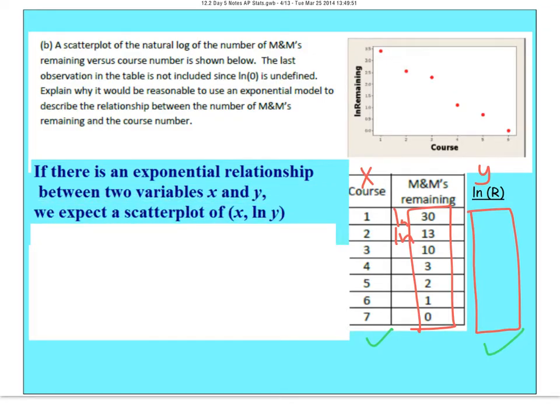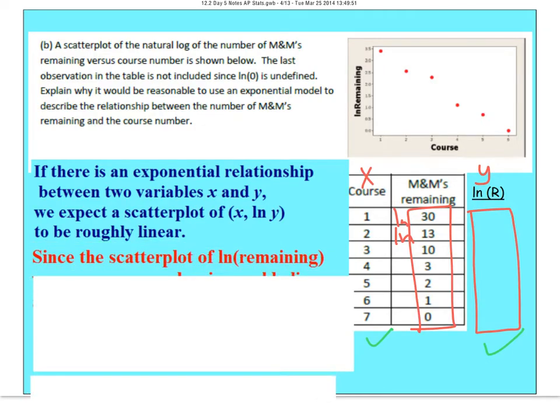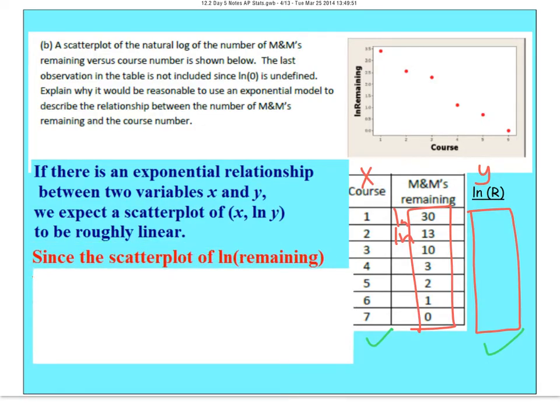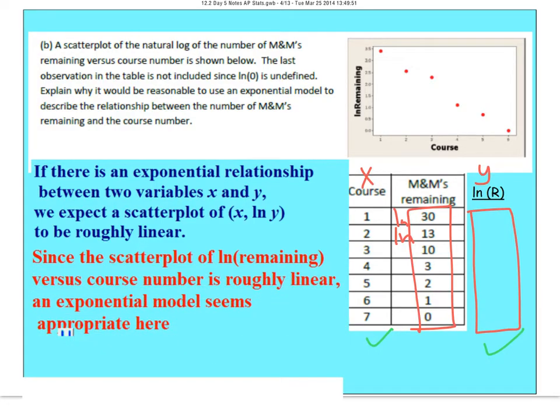new scatter plot of x and natural log of y. By the way, they could have used log base 10 or log base 3, we're just using natural log. That should actually be roughly linear. Well, it was. So since the scatter plot of the natural log of the remaining M&Ms versus the course number is roughly linear, an exponential model definitely seems appropriate here.